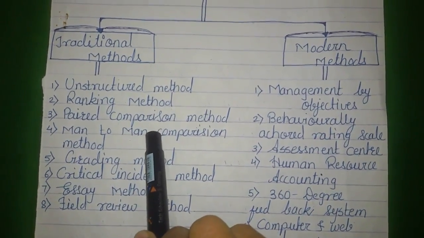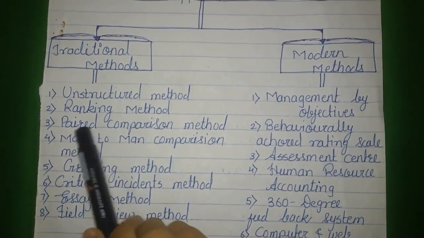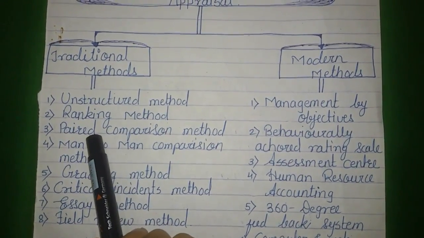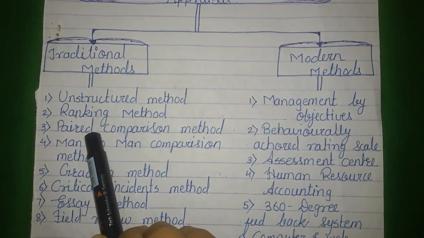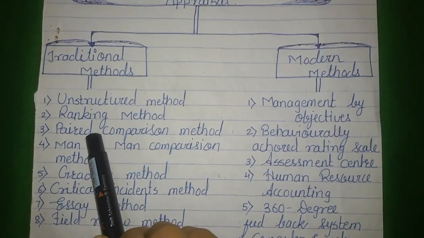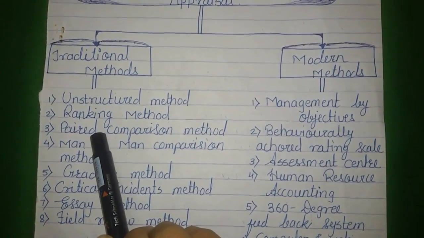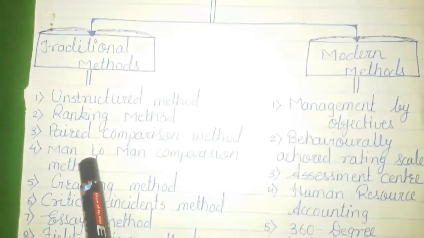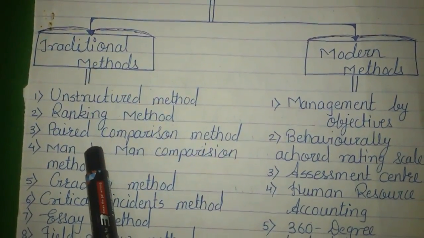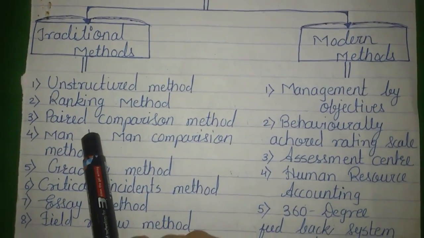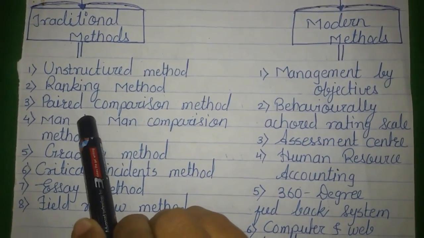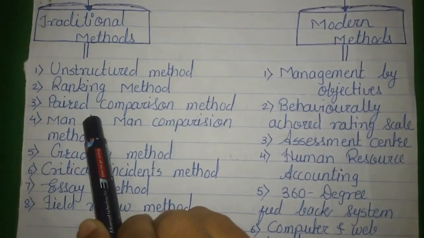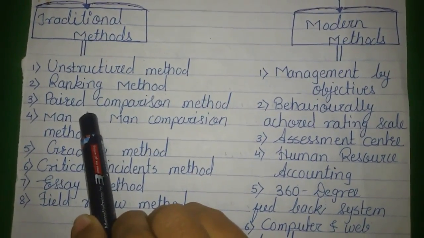Next, paired comparison method. The word itself suggests pair. Pair means what? A group of two or more employees. For example, there are different departments in an organization. So to appraise a large number of employees, this method is useful. When the number of employees is more, then we compare two groups of employees with each other and then give a judgment or appraise their performance.